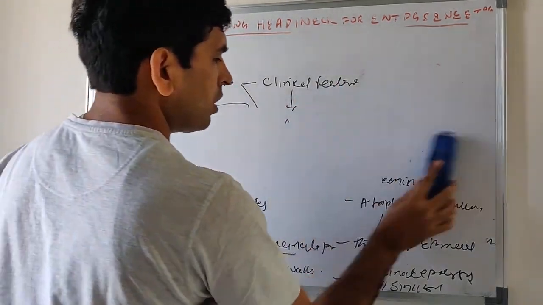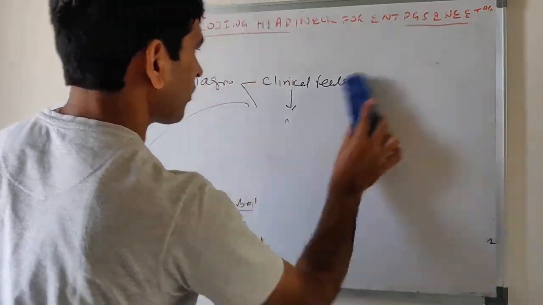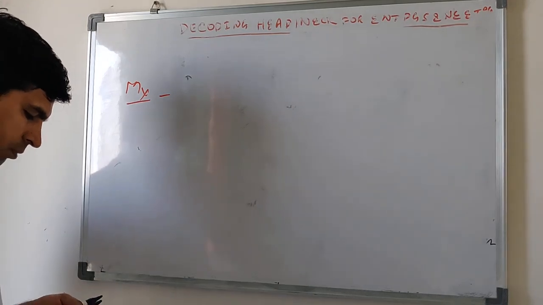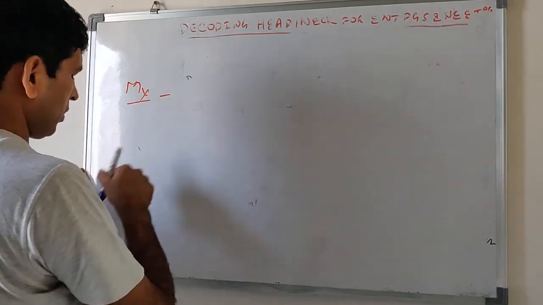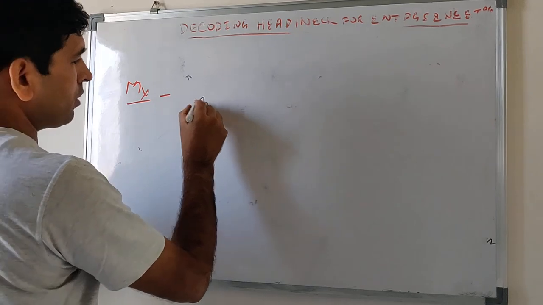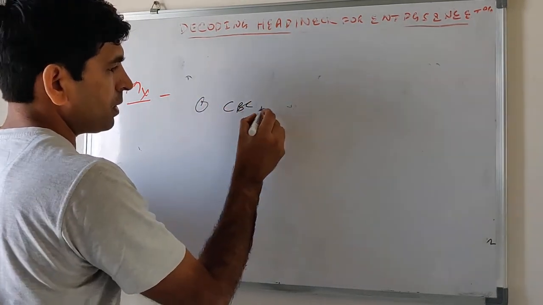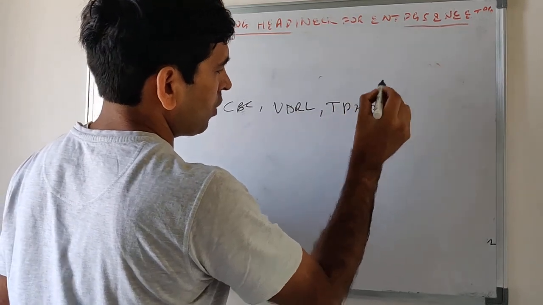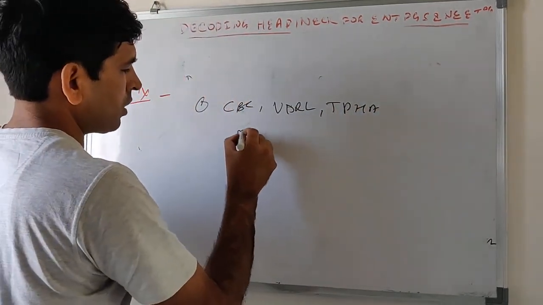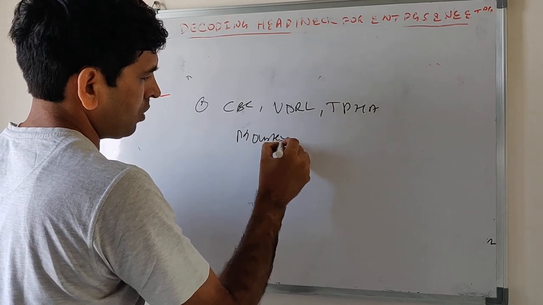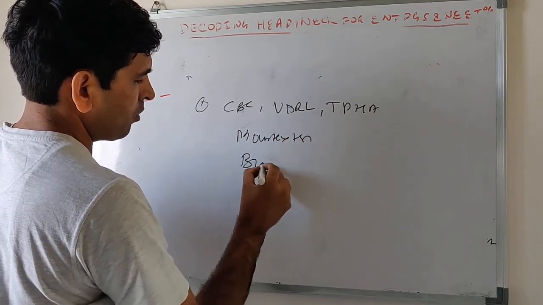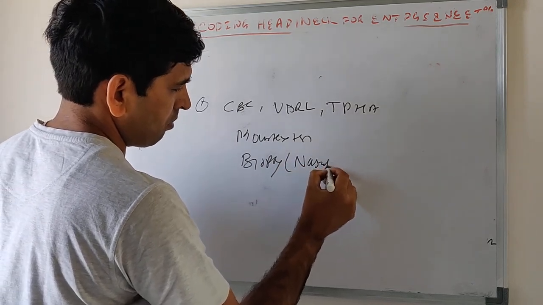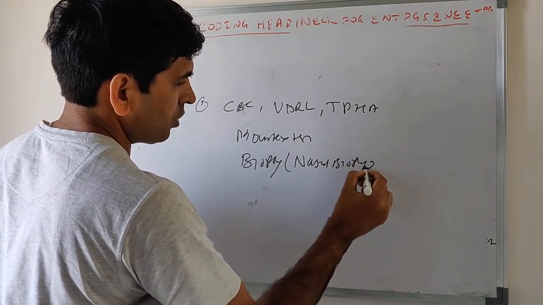Now we will do blood investigations to rule out other pathologies. We will do blood CBC, VDRL or TPHA to rule out syphilis, Mantoux test, and nasal biopsy to rule out tuberculosis.